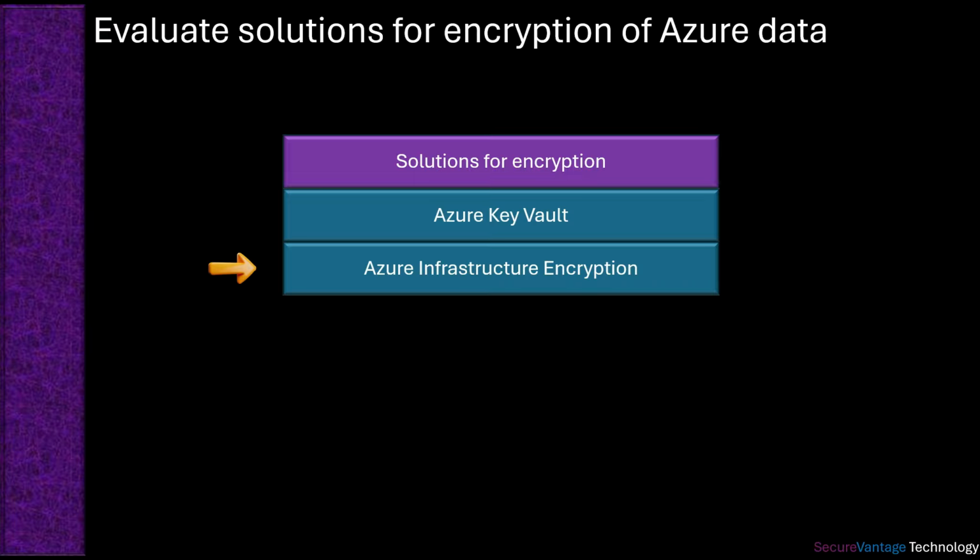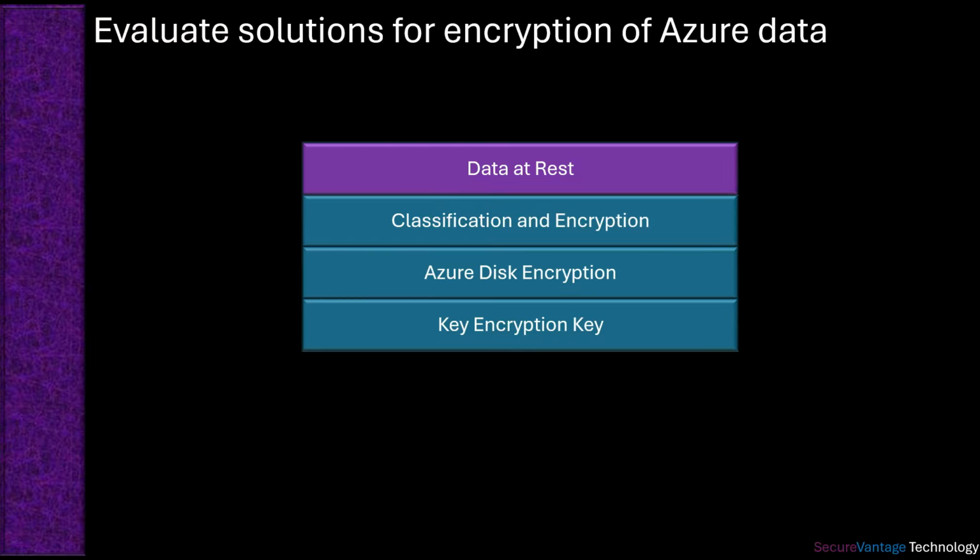Azure Infrastructure Encryption goes beyond basic encryption at rest. It provides double encryption, where data is encrypted twice, once at the storage level and again at the infrastructure level. This double layer of encryption offers an additional safeguard and ensures that even if one layer of encryption is breached, the data remains protected. Let's understand a bit about data at rest in Azure.